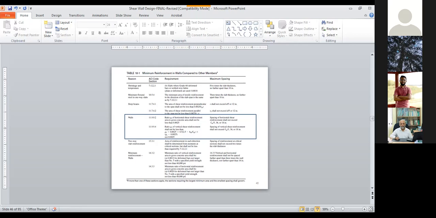And in the case of longitudinal shear reinforcement, it becomes length of the wall by three times the shear wall thickness or 18 inches. So we have to satisfy this; we'll discuss this later also, so you will get it. This is the minimum requirement for your shear reinforcement, spacing of the shear reinforcement.